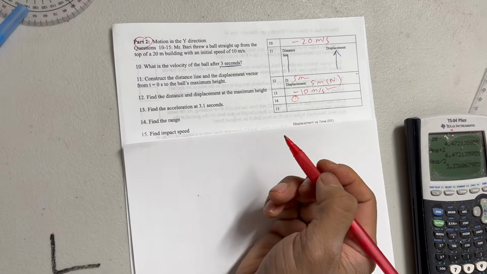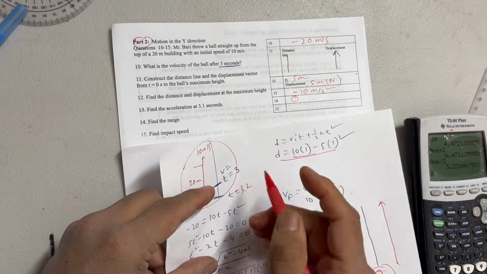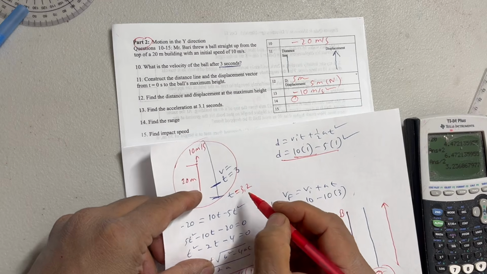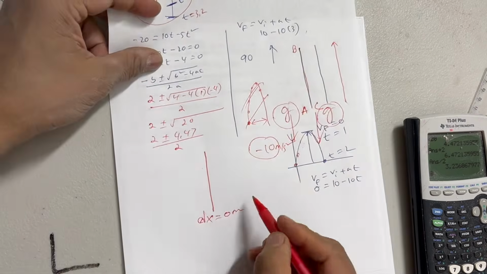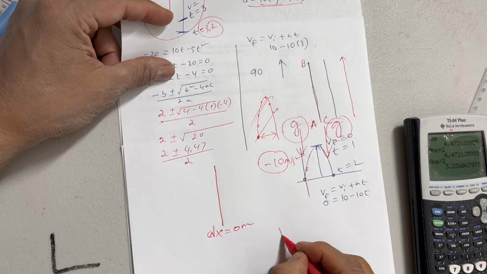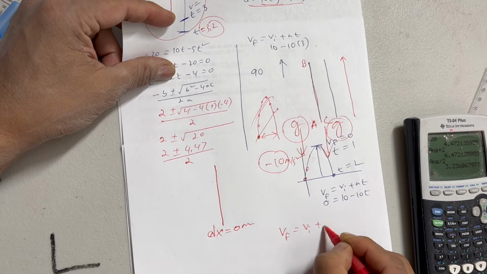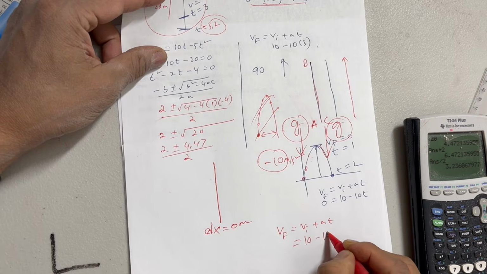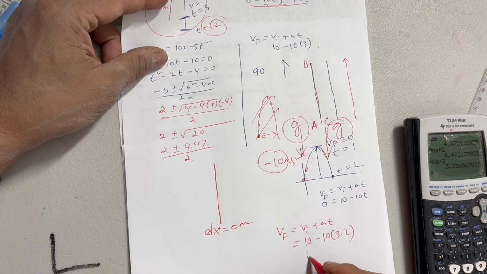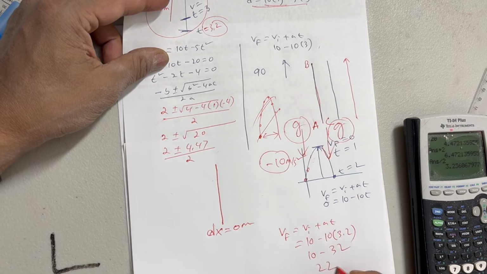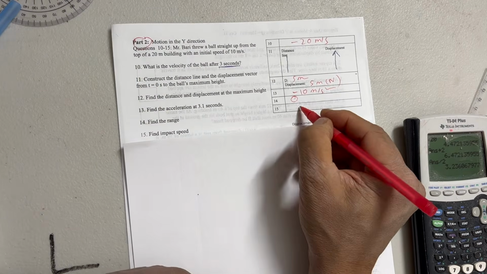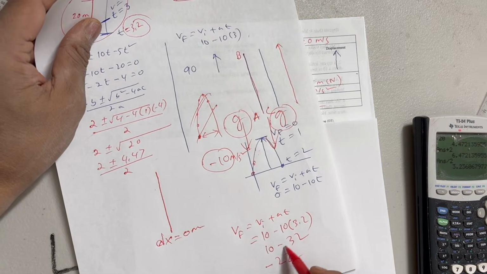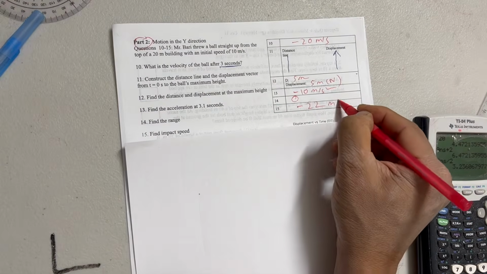Find the impact speed. We already found the impact speed, 3.2. No, not that, oh, time, we found the time. Okay, so impact velocity: Vf is equal to Vi plus at. So Vi is 10 minus 10 times 3.2. So 10 minus 32, so 22. Impact velocity is -22 meter per second. Don't forget the negative.